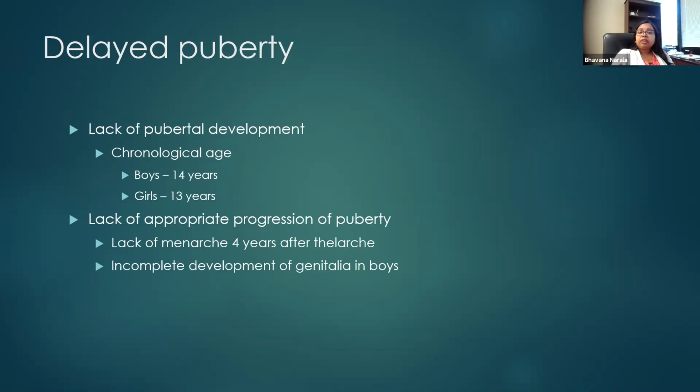Also, if they're having a lack of appropriate progression of puberty, these children are also referred over. And this is a girl who does have thelarche at the right age, but it's been 4 years since onset of thelarche, and still has not had menstruation. That would be considered delayed. And then a patient is, say, 15-year-old, like the boy that I saw, and still is Tanner 2 on exam, which means he has started pubertal development, but he has not completed, and that's definitely also considered delayed.